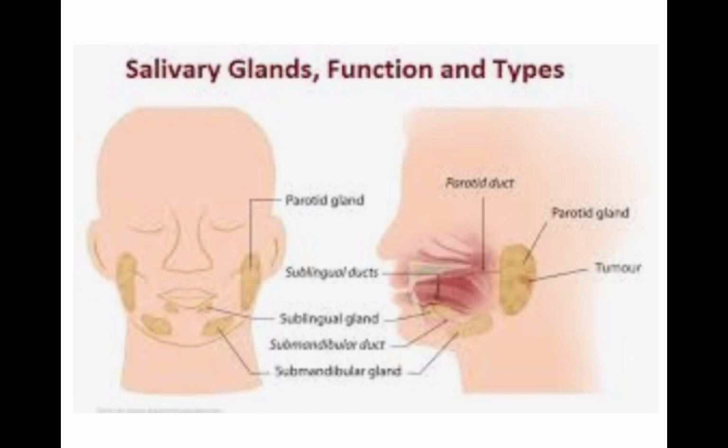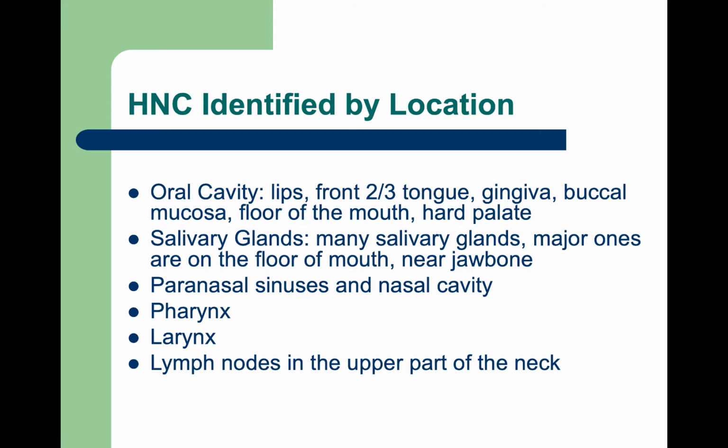But here you could see the different locations for the major salivary glands. We may also find head and neck cancer in the paranasal sinuses, kind of behind the nasal cavity, maybe in the pharynx, could be at the larynx, and lymph nodes that are in the upper part of the neck.